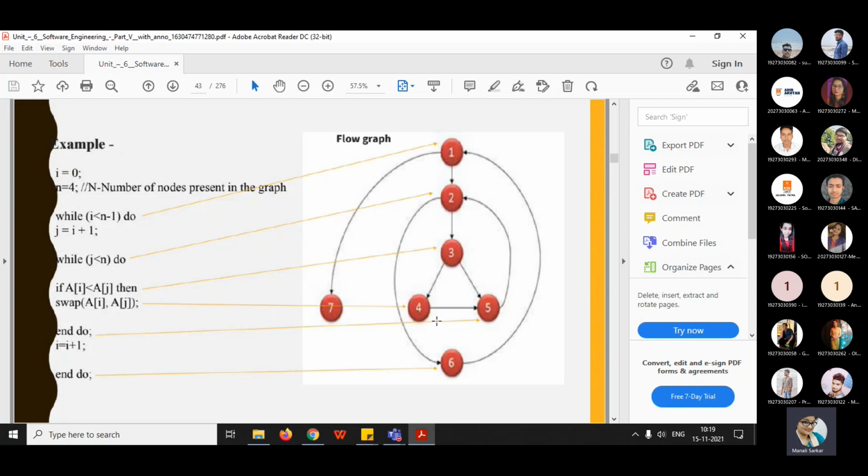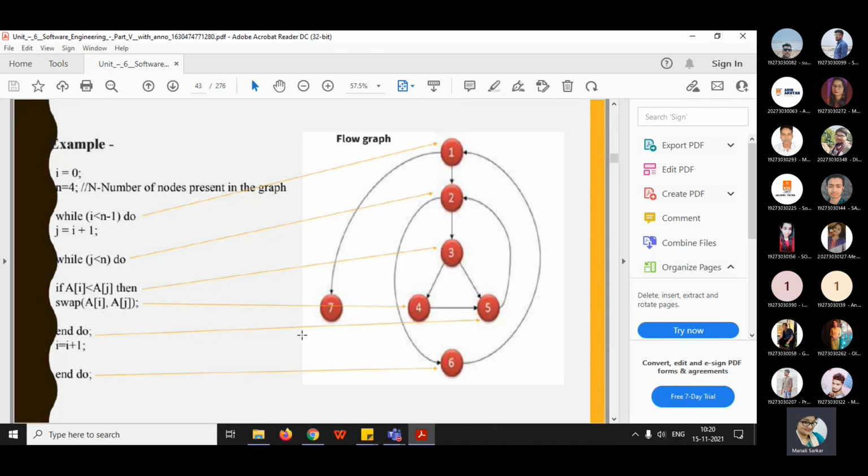Okay, now this is the preliminary part, that is drawing the flow graph, and I have already explained how to draw a flow graph. Now the main motive of cyclomatic complexity is to find out the number of regions in a given graph. So if you see how many nodes are there here, 1 2 3 4 5 6 7, 7 nodes are there in this flow graph.